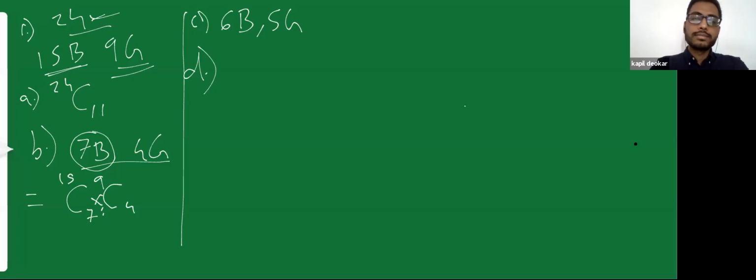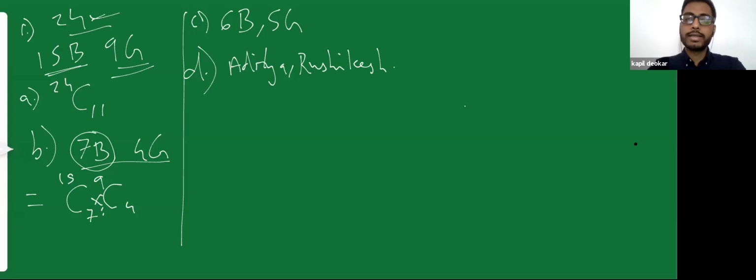Now let us say that out of these 24 people, Aditya and Rushikesh play really good cricket. So I would definitely want these 2 to be on my team. So these 2 are already selected. Aditya and Rushikesh are already there on my team. So I will need to find in how many ways can I select the rest of the 9 players. So in how many ways can I do that?